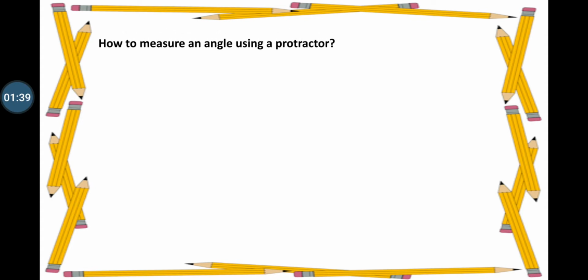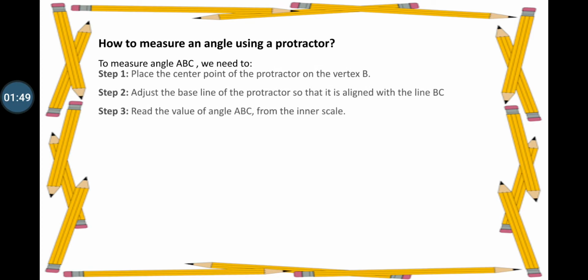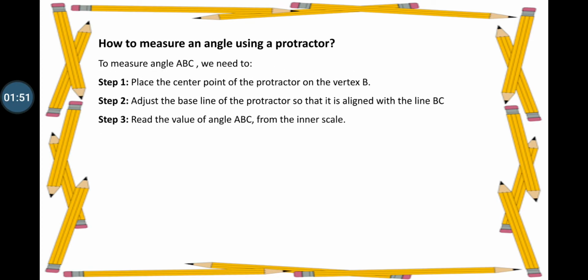How to measure an angle using a protractor. To measure angle ABC, we need to follow these steps. In the first step, we have to place the center point of the protractor on the vertex B. In second step, we have to adjust the baseline of the protractor so that it is aligned with the line BC. In the third step, we have to read the value of an angle ABC from the inner scale.